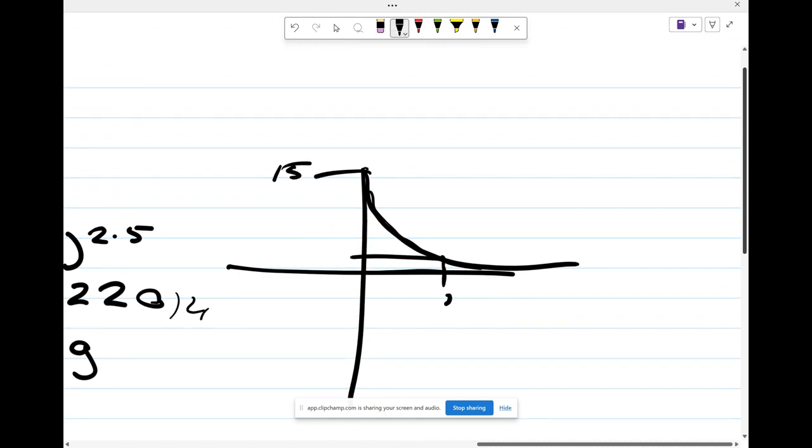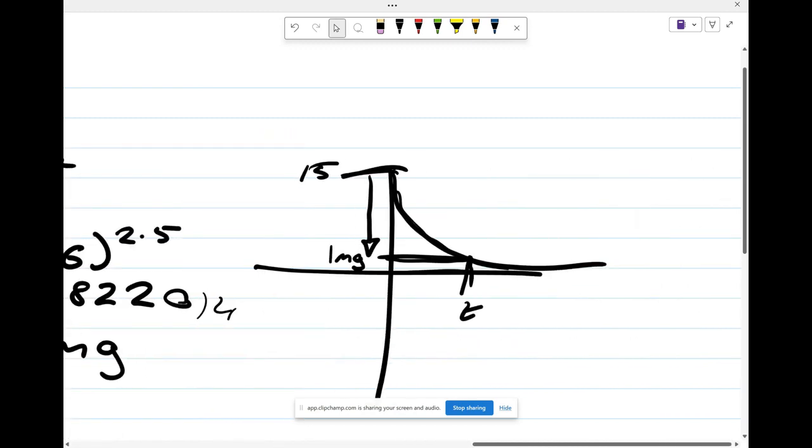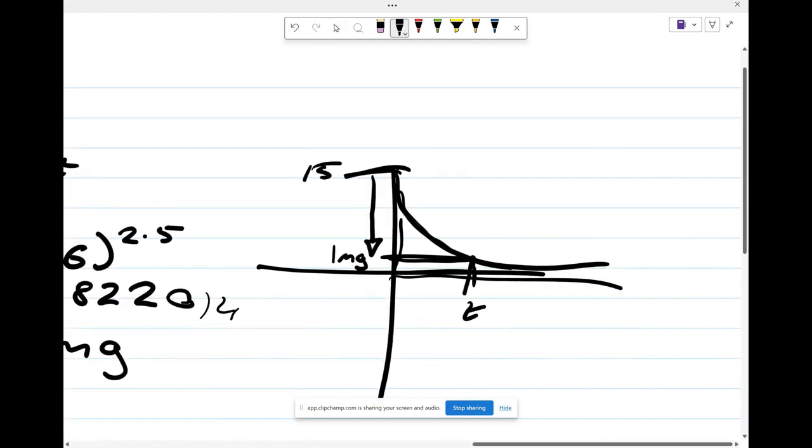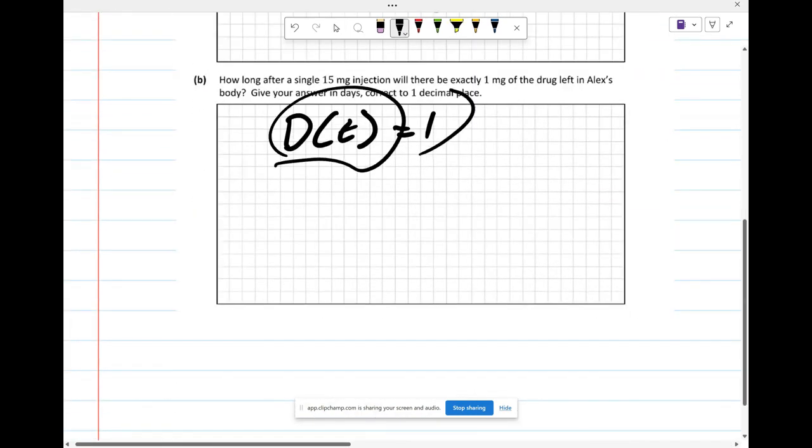this is t. We start at 15. We wait until we get to 1 milligram. Then we go across and see how long that took, so t days. This is our t-axis, and this is our output. So d of t is going to be 1. That's exactly what we did. We subbed in t, and we got 1 left.